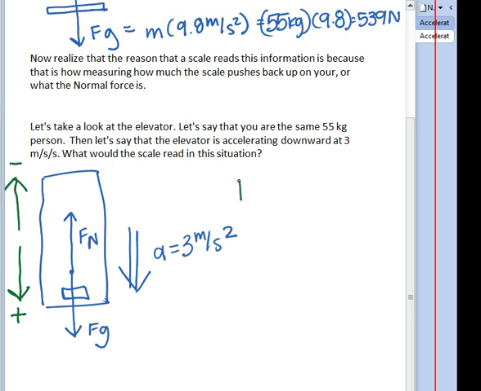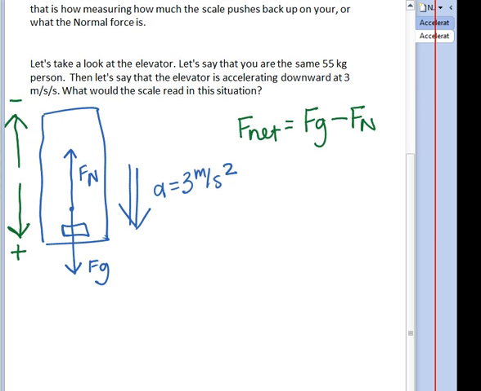So if I set up my net equation, I'd say that force net is going to equal my force of gravity. I'm calling that positive because that's helping me go downward, and that's the direction I'm headed, minus my normal force from the scale. That's hindering my progress, so it's negative. Then I would say force net is the same thing as mass times net acceleration equals my force of gravity. We're the same person. We have the same gravitational field, so that's still going to be the 539 newtons minus my normal force, right? I'm going to move some stuff over to make it make more sense.